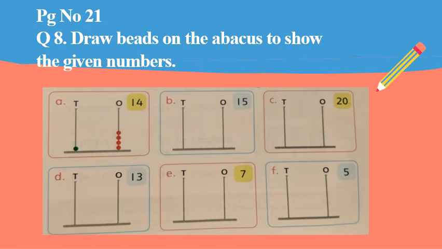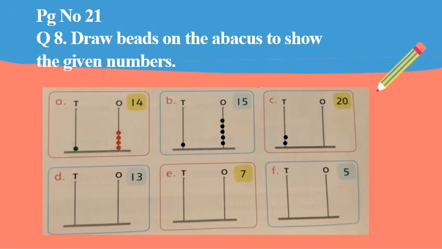Page 21, question 8. Draw beads on the abacus to show the given numbers. In part A, we have number 14. So we will draw 1 bead in the tens column and 4 beads in the ones column. In part B we have number 15, so we will draw 1 bead in the tens column and we will draw 5 beads in the ones column. 1, 2, 3, 4, 5. In part C we have number 20, so we have 2 tens and 0 ones, so we will draw 2 beads in the tens column. 1, 2. And we draw nothing in the ones column because we have 0 in the ones place.